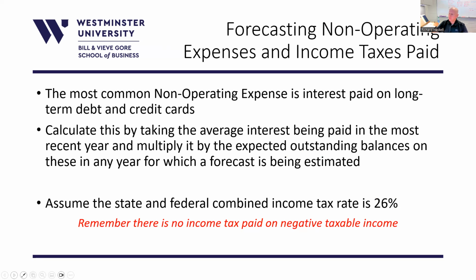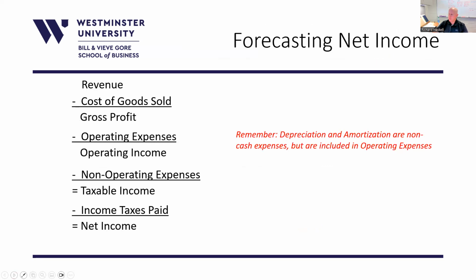These allow us to forecast out the rest of the income statement, such that we have forecast our revenue, our cost of goods sold, that leads us to gross profit. We then forecast our operating expenses, which leads us to operating income or EBIT. We then forecast our non-operating expenses, which leads us to taxable income. And we then forecast our income taxes to be paid, which leads us to net income.